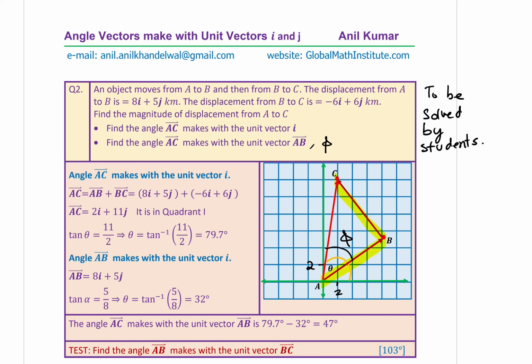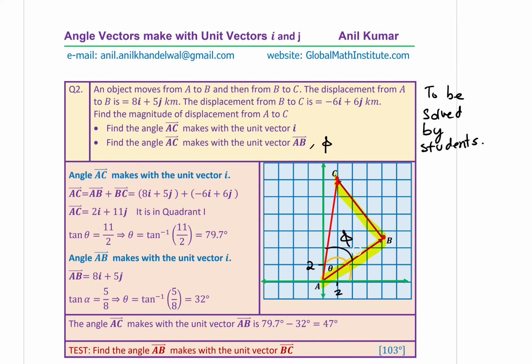Perfect. So you have to first find the magnitude and then the direction of the displacement from A to C. Well, remember one thing, that when we talk about displacement from A to C, it is the sum of these two vectors, correct? So as shown here, we have the vector AC. It is the sum of vector AB and BC. So add them up. When you add them up, you get the vector AC, which is 2i plus 11j. And now we understand this is in quadrant 1. We need to find the angle, which is theta. Find the angle AC makes with the unit vector AB. We have to find that angle.